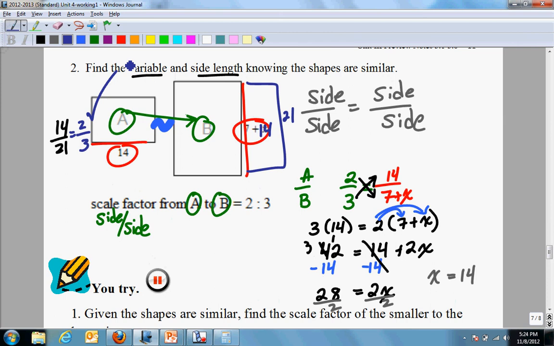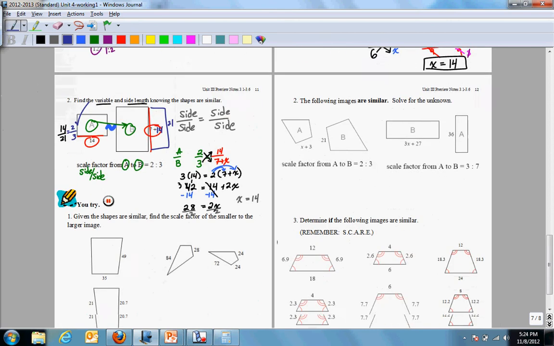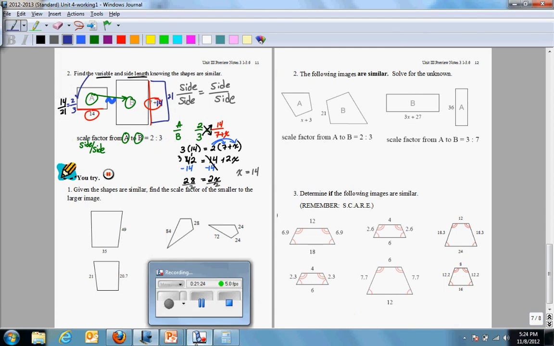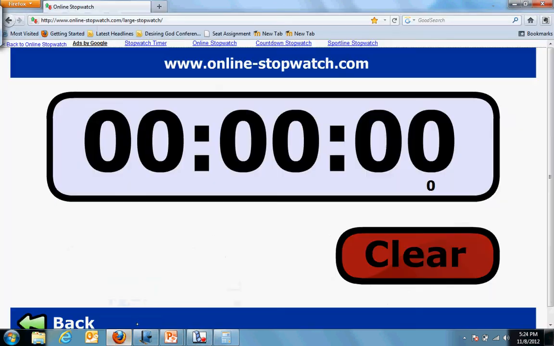All right, you take a shot at the next few problems here. These 2 pages, completely on your own, should take you about 5 minutes. When you're done, let's check our work.